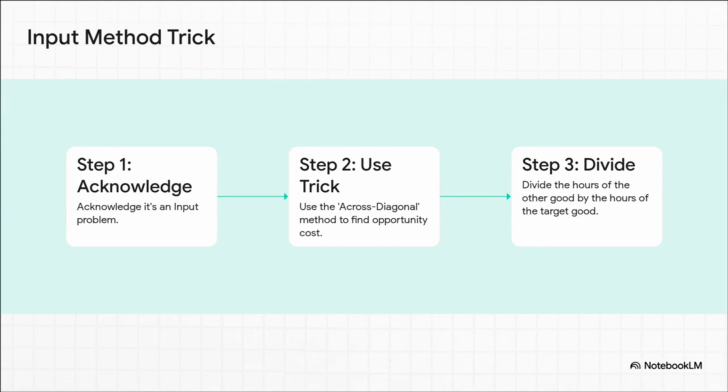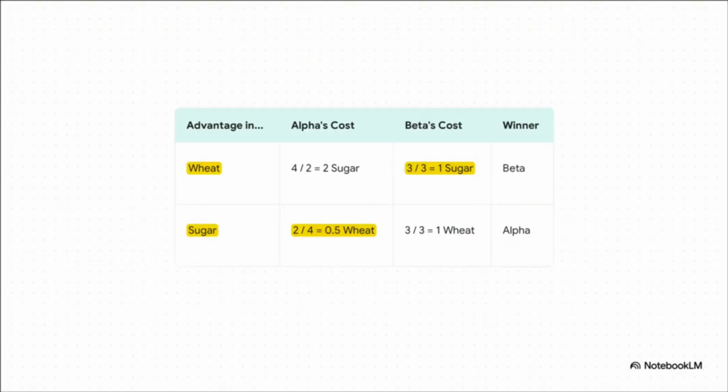Once you know it's an input problem, you can find the opportunity cost by dividing the numbers kind of diagonally across the table. I'll show you. Okay, look, to find Alpha's opportunity cost of making wheat, we take the input for the other good, sugar, which is 4 hours, and divide it by the input for wheat, which is 2 hours. That gives us a cost of 2 sugar. For Beta, it's 3 hours for sugar divided by 3 hours for wheat, which is 1 sugar. Beta has the lower cost, so they are the winner for wheat.